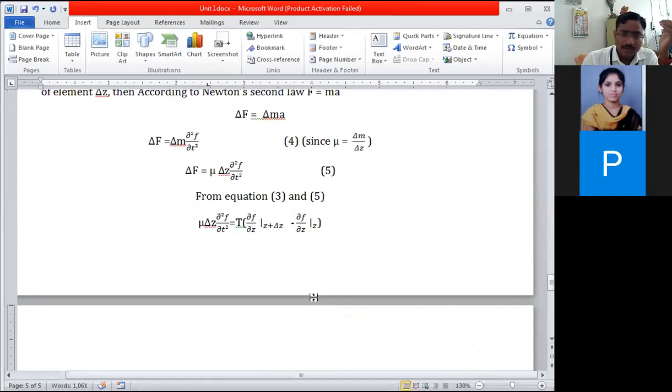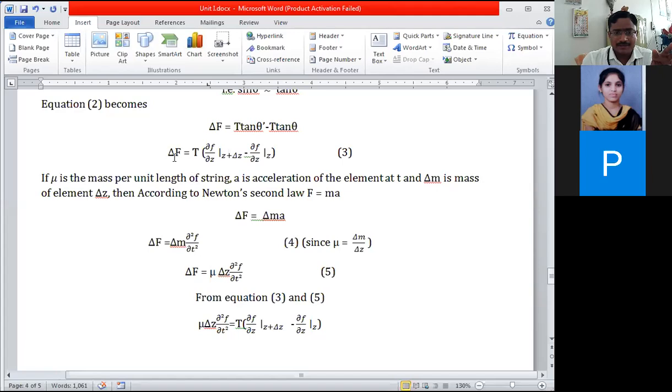We have compared this equation for the net transverse force. This is according to Newton's second law. We have substituted the value for acceleration. This is a definition: rate of change of displacement, we call it velocity. Rate of change of velocity, we call it acceleration. When we substitute the value for v as dou f by dou t, the acceleration is dou 2 f by dou t square.